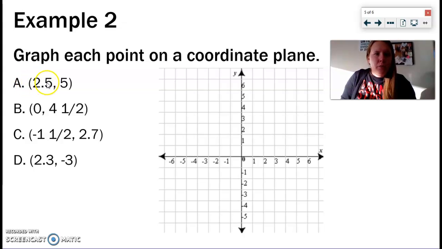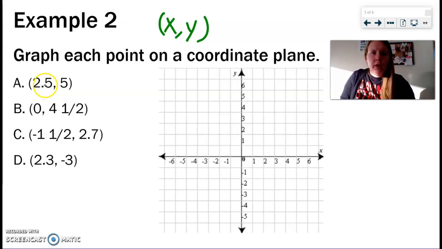A is at (2.5, 5). Remember, X is first, Y is second. So 2.5, so I'm going to move 2.5 to the right. So starting at my 0, 0, 1, 2, and I want 0.5, so I'm going to be kind of in the middle between 2 and 3. And then I want to go up to a positive 5. And I know these lines get a little tricky with all of this. So I'm just going to put my dot, and here's A.